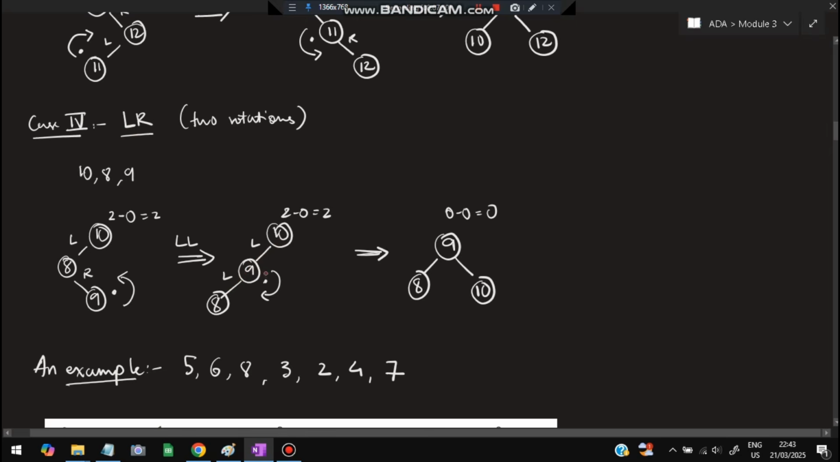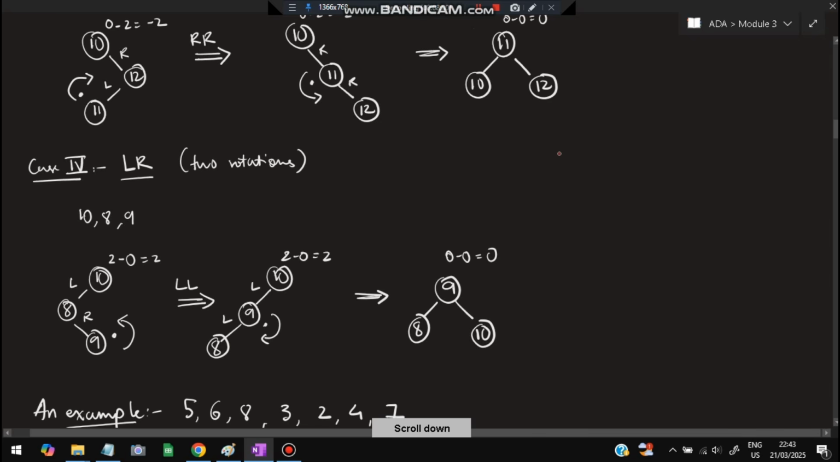Now from here it is very simple. Take the middle element and push this one downwards, like how we did previously, the LL conversion to the balanced tree. So it will become balanced again here. Okay, so this is an example of the four operations. These four operations are the most important ones, and these are the most widely used in AVL trees.